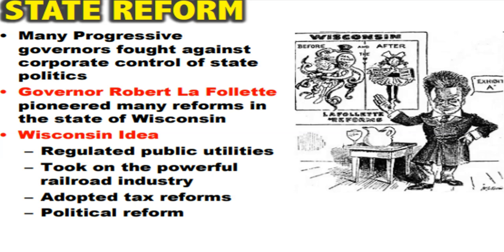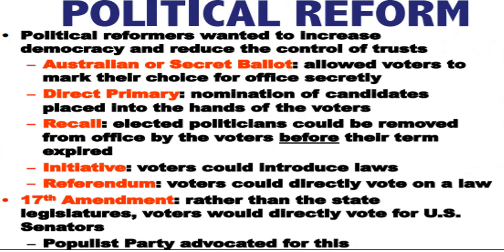The important thing here is that Robert La Follette brought this problem to the forefront, and many states actually began to work on all of these ideas in order to bring changes to the states. Political reform. Political reformers wanted to increase democracy and reduce the control of trusts. And in order to do this, something had to be done. So these are some of the measures that were done in order to prevent outsiders from controlling politics.